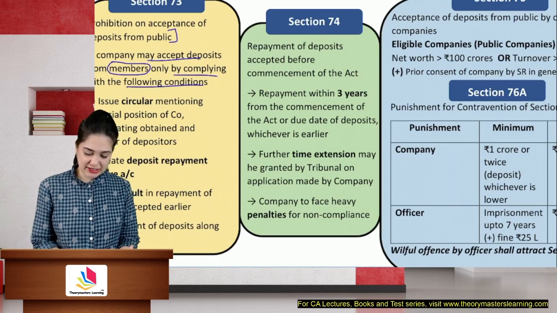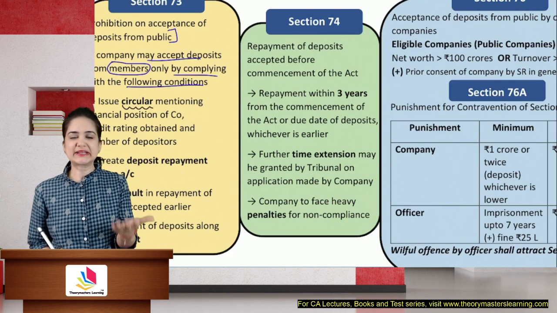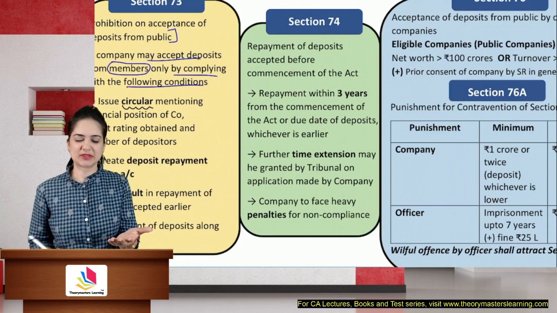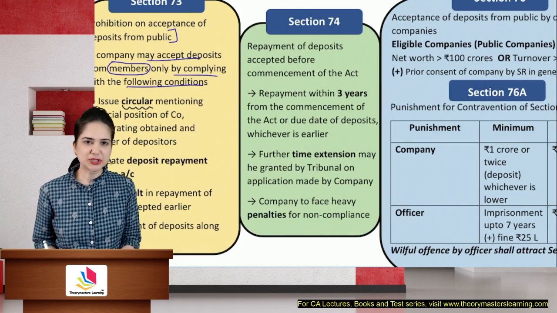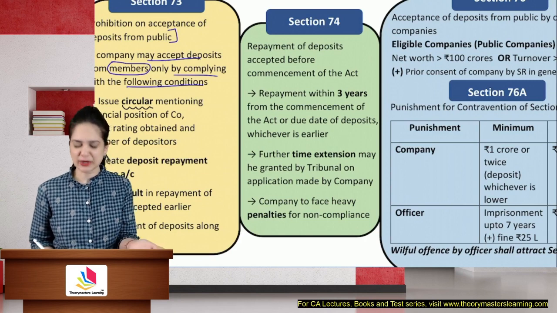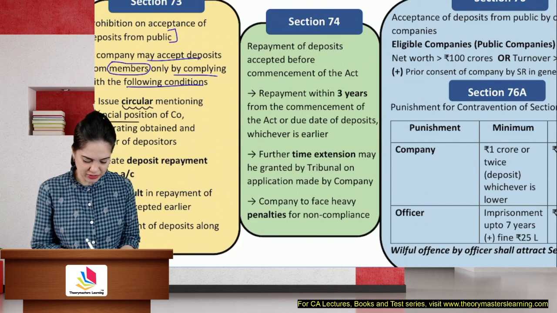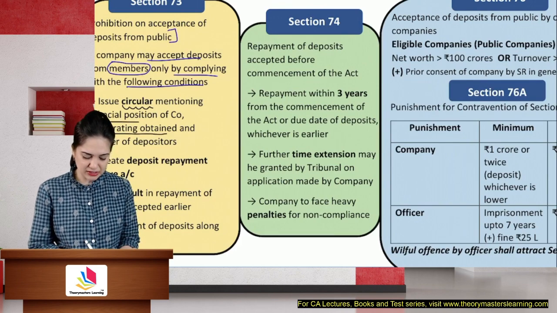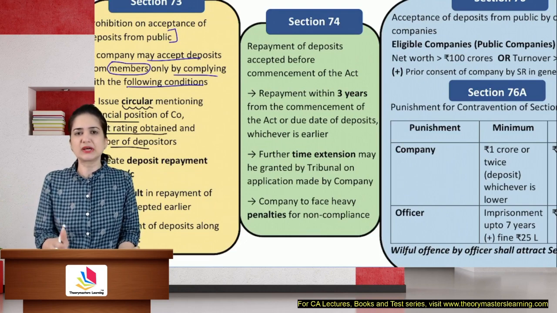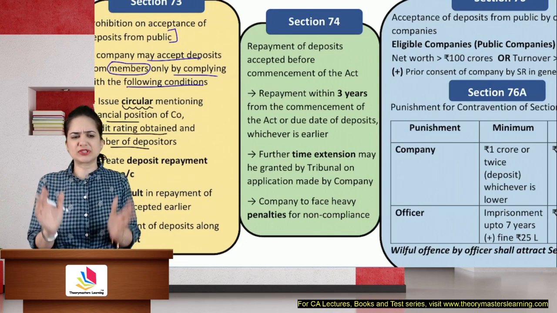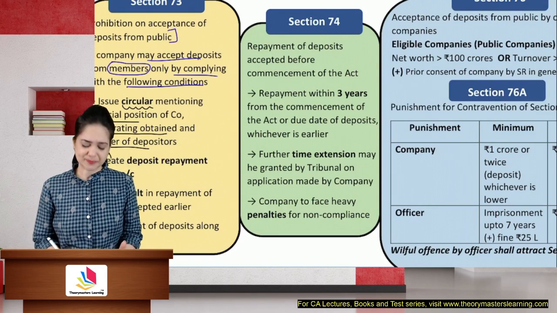The first condition is that we will issue a circular informing the members that yes, we are accepting deposits from members, and in case you wish to give money to the company, you can do so. So they will issue a circular mentioning the financial position of the company, the credit rating obtained by the company, the number of depositors, the number of outstanding deposits at the time of acceptance. So what are the depositors that are still outstanding? All that information will be given to the members.